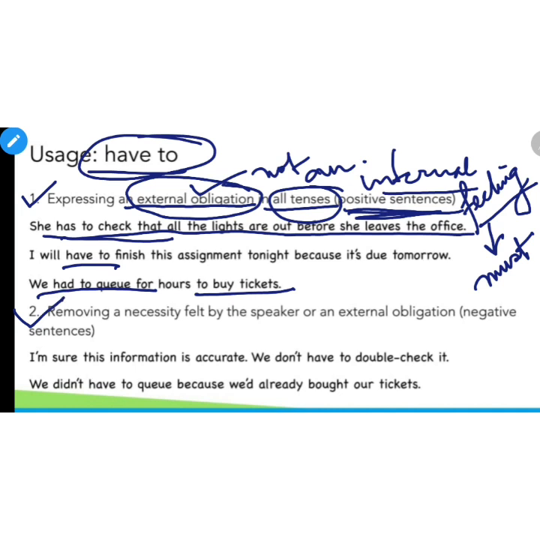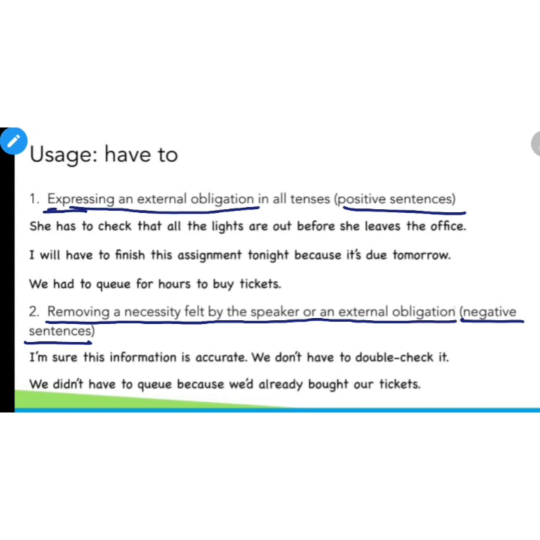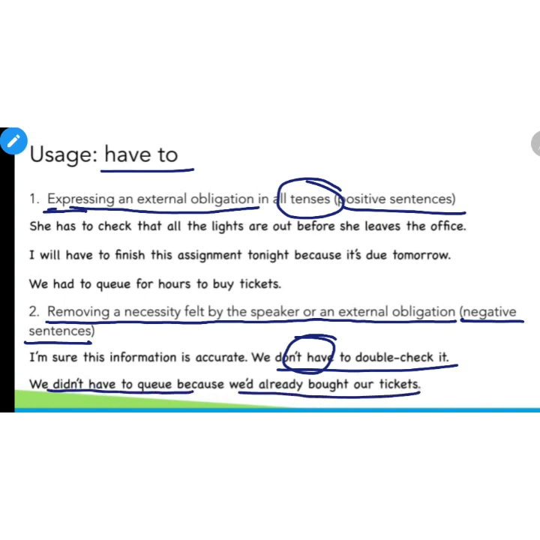And number 2, removing a necessity felt by the speaker or an external obligation in case of negative sentences. So in case of positive sentences, it is expressing an external obligation, and in case of negative sentences, removing a necessity felt by the speaker or an external obligation, we use have to in all tenses. I am sure this information is accurate. We don't have to double check it. We did not have to queue because we had already bought our tickets.